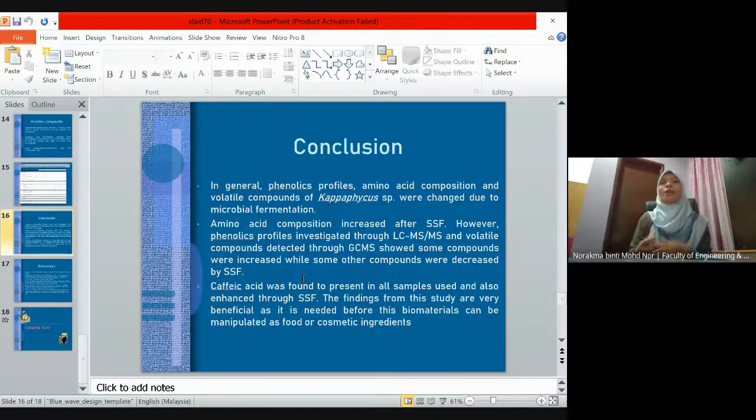So in conclusion, phenolics profile, amino acid composition, and volatile compounds of Cafeficus species were changed due to microbial fermentation. Amino acid composition increased according to HPLC, and phenolics profile by LCMS-MS, and volatile compounds detected by GCMS show some compounds were increased while some other compounds were decreased by SSF. Caffeic acid was found to present in all sample used and also enhanced through SSF.